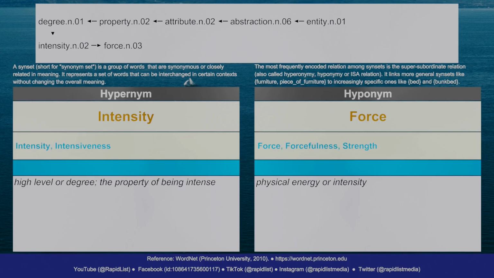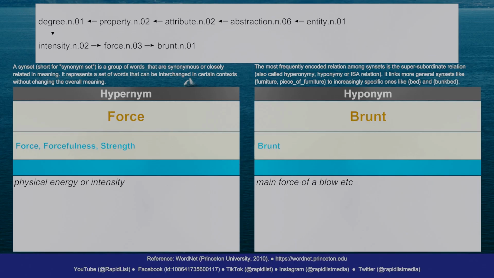Force. Physical energy or intensity. The government has not the vitality and forcefulness of a living man. Brunt. Main force of a blow, etc. Bore the brunt of the attack. Energy. Forceful exertion. He plays tennis with great energy.